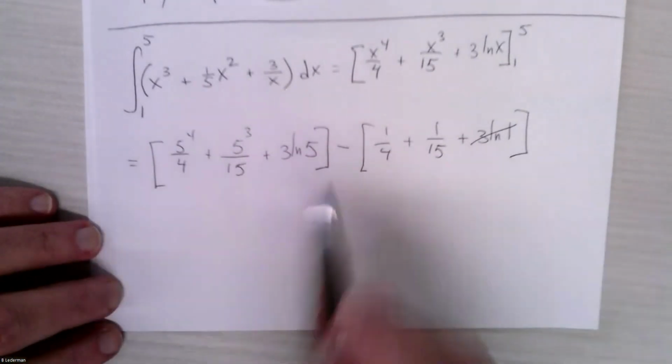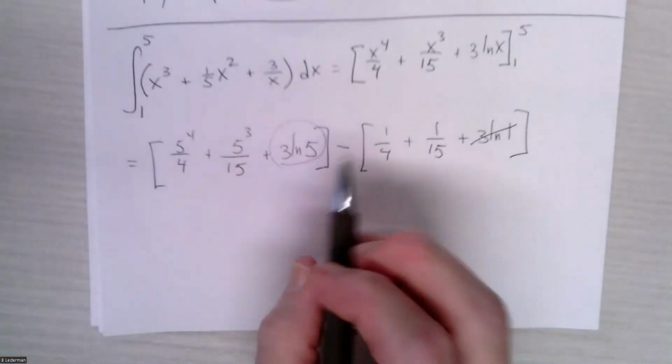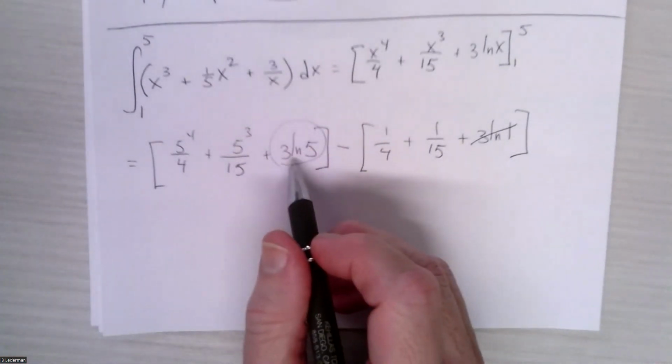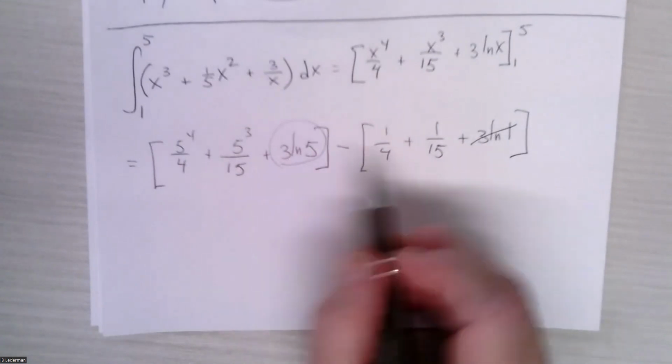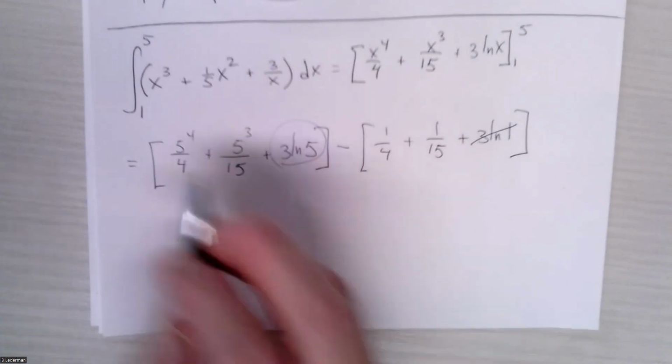So ln 5, yeah, it's some ugly number, but it's just a number. So I'm just gonna stick this somewhere in the end. All I gotta do is really just deal with these two fractions here. So it's 5 to the 4th minus 1 over 4.